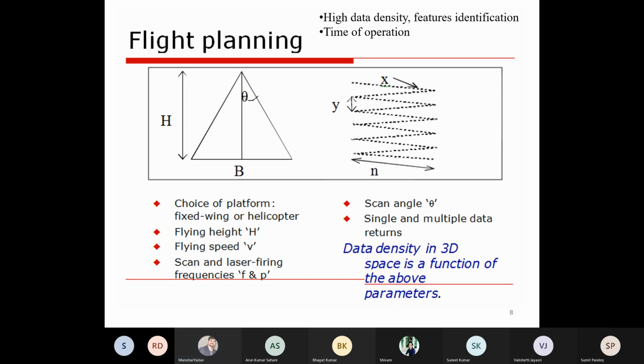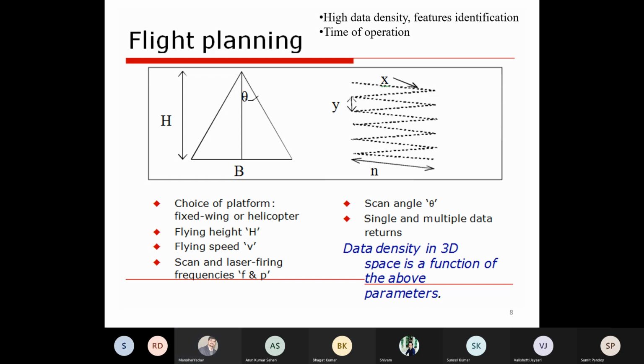Quality of the data, how detailed the information is in the data, and what is the time of data acquisition. On this basis we decide pulse firing rate, scan rate, and speed of the flying or moving platform. In case of airborne laser scanning, it's a flying aircraft, while in case of UAV LiDAR, it's the UAV. In case of a ground-based platform that is moving, it's a vehicle. So that is the speed we consider, and we also consider the total field of view.